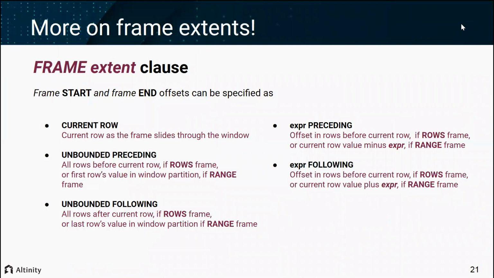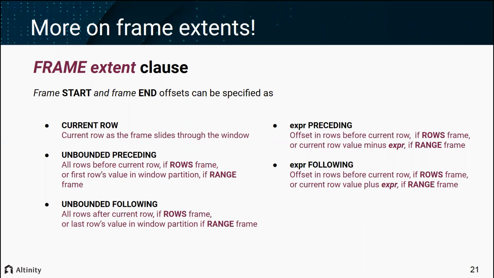So let's see what the values for these frame starts and ends can be. There are just 5 of them, and they're standard: current row, unbounded preceding, unbounded following, expression preceding, and expression following. Some of them behave a little bit differently, as you can see from the slide, based on the type of frame you have, either rows or range. For the current row, it's the same in both cases.